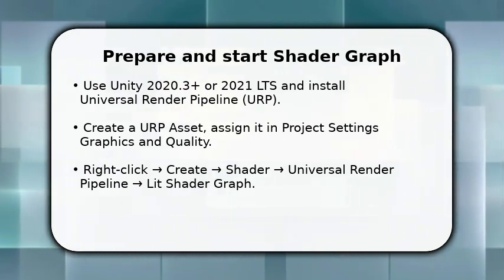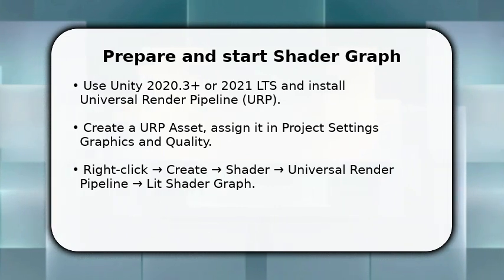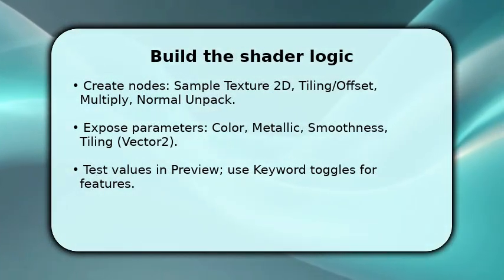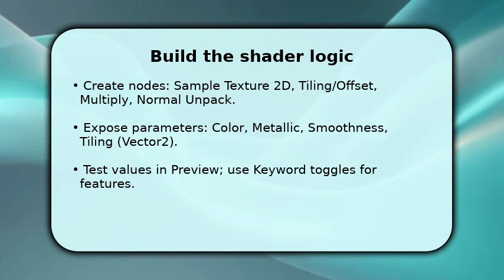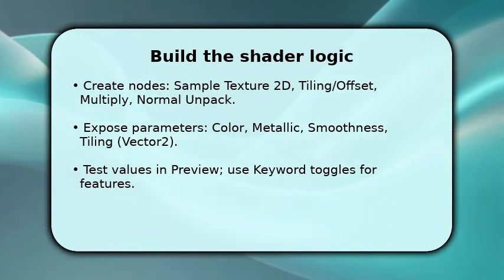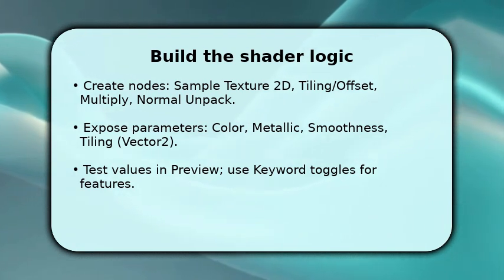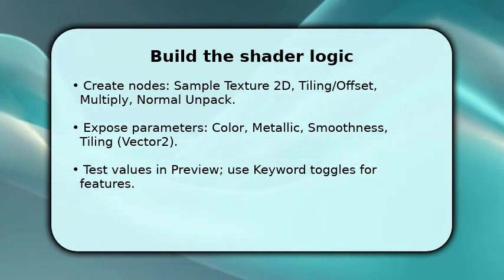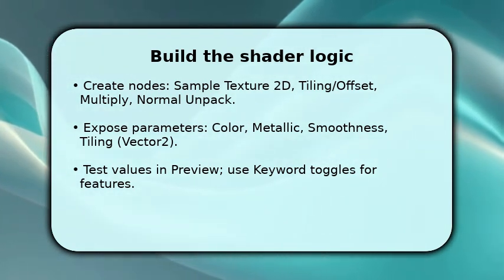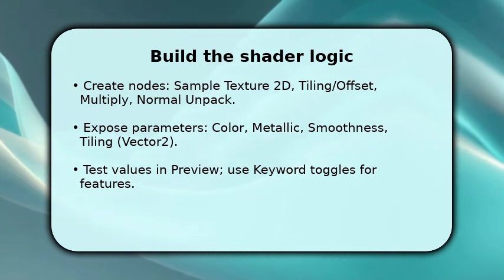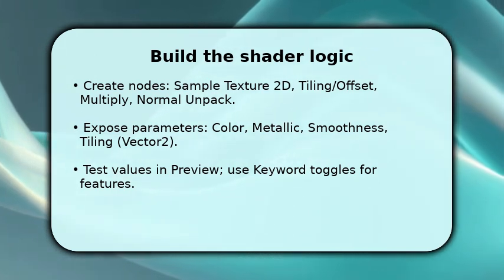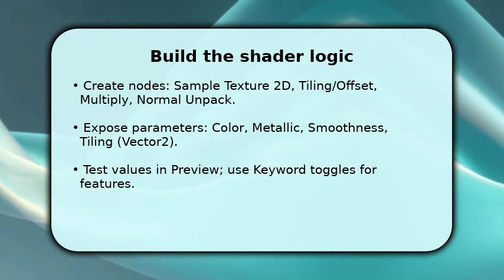Now implement the shader behavior step by step. Add a tiling/offset node and feed the Blackboard tiling vector too. This makes UVs adjustable on materials. Multiply your sampled texture by the color property to tint albedo, then route metallic and smoothness float properties into the PBR master inputs. If you need normal mapping, sample a normal map and use normal unpack before connecting.